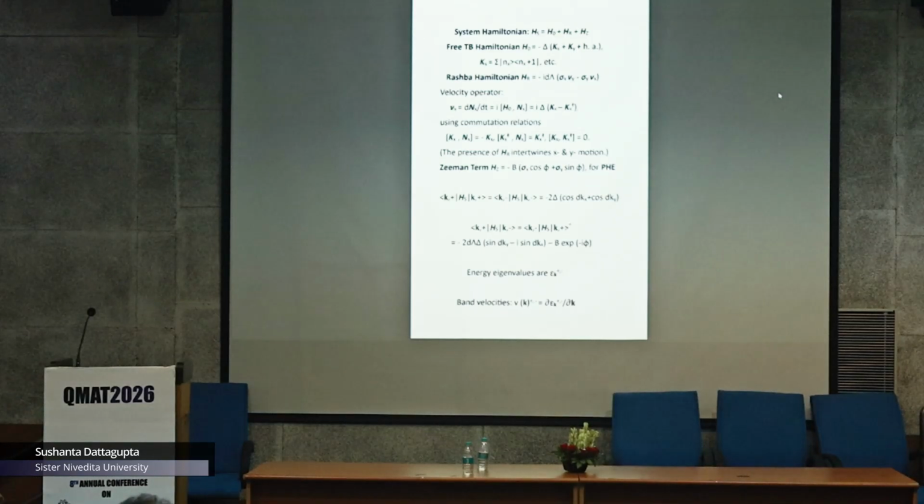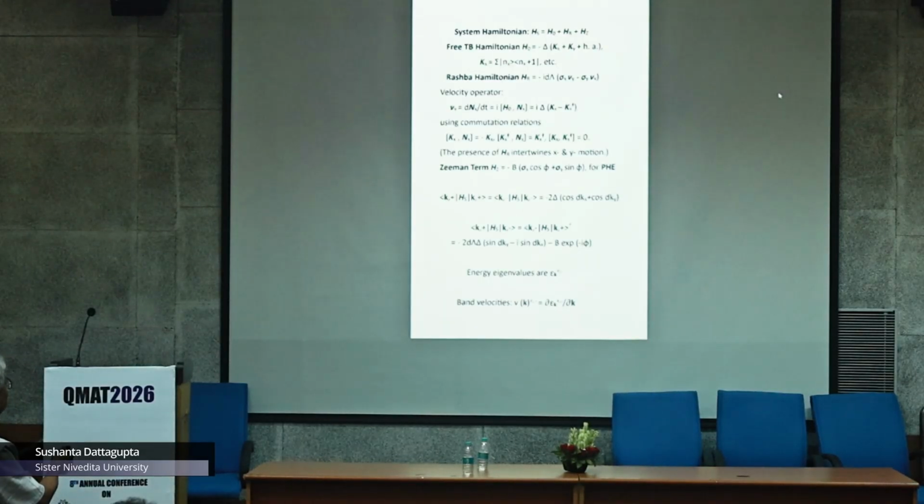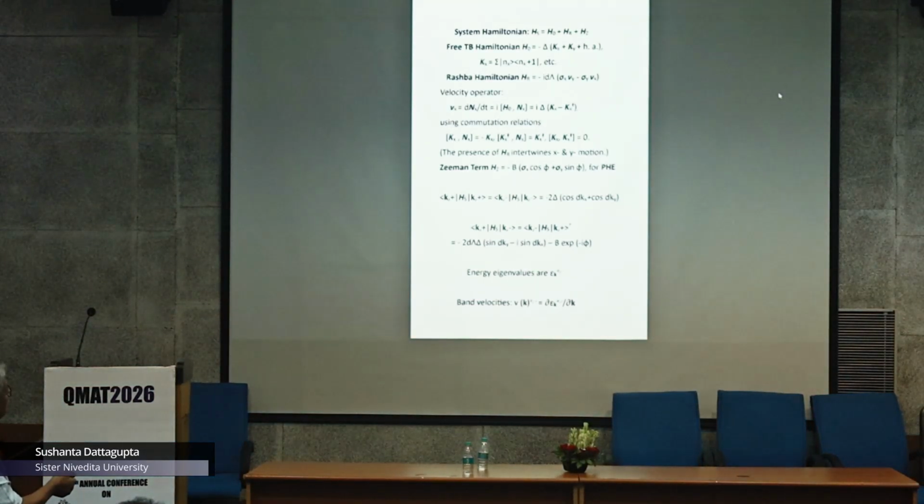So, what is the basic Hamiltonian? Now, the basic Hamiltonian is the first term, what we call the system Hamiltonian, H subscript S. I hope it is readable from the back. Yes. It is H0 plus HR. R suffix stands for Rashba. HZ, this is the Zeeman term. Again, the suffix Z stands for Zeeman. And what is H0? H0 is a tight binding Hamiltonian.